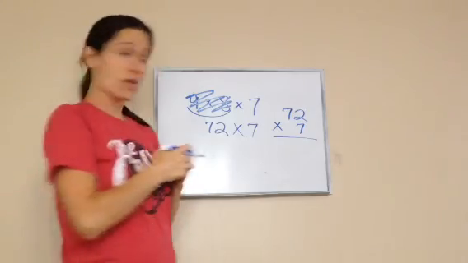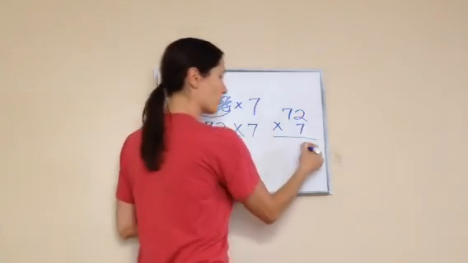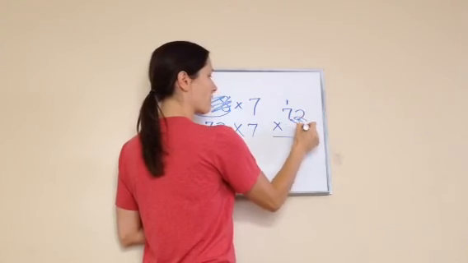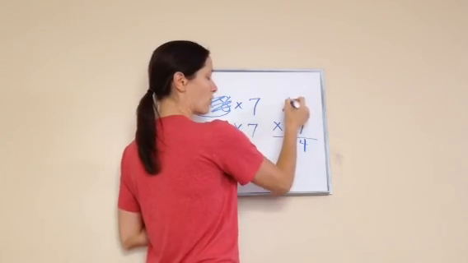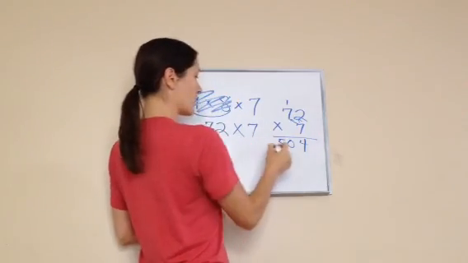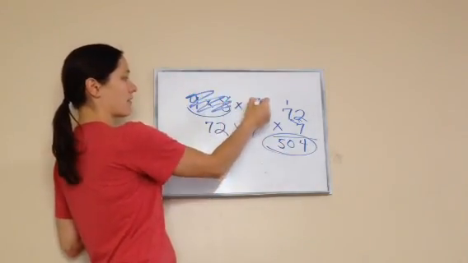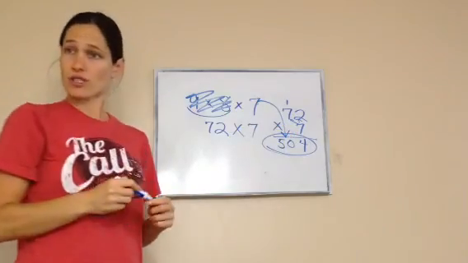Remember us doing that? Then you would go 7 times 2 is 14, carry the 1. Then 7 times 7 is 49, plus 1 more is 50. So the answer to this is 504. So 9 times 8 times 7 is 504. You see how we did that?